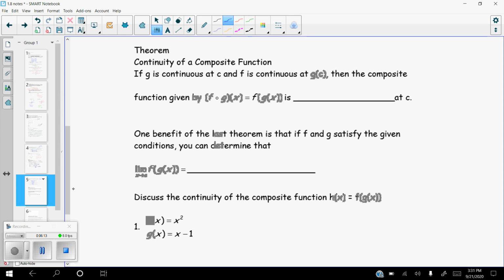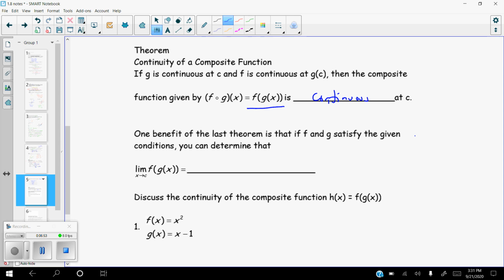All right, so our next theorem, continuity of a composite function. So a composite function is a function evaluated at another function. So we're going to say if g is continuous at c and f is continuous at g of c, then the composite function, which is given by f of g of x, or probably better written like that so you can see which function is plugged into what, is also continuous at x equals c, or at c.